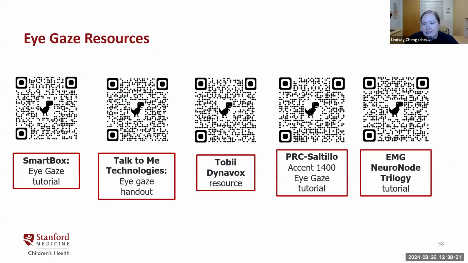Lastly, in regards to eye gaze access, we wanted to include resources that you could reference. These are just some helpful resources to help you in working with individuals who might use eye gaze as their access method. The QR codes link you to a number of vendors who have resources and helpful videos and instructions on eye gaze setup for their specific speech generating devices.